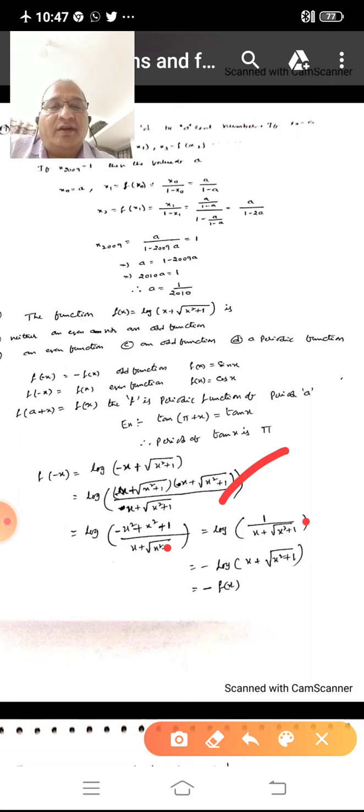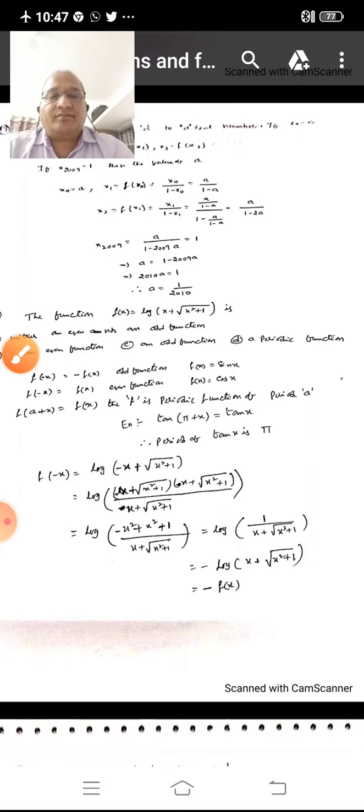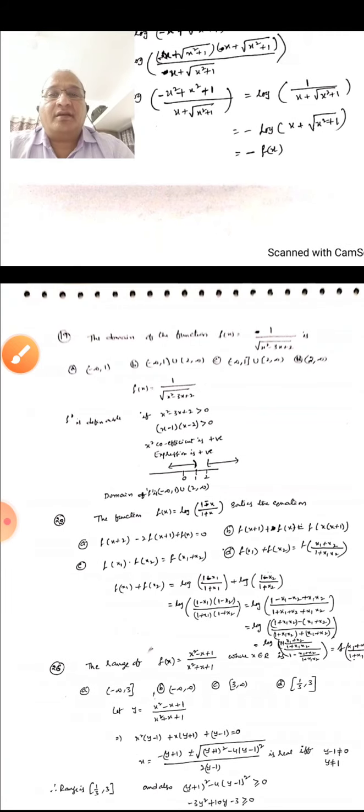Finally you will get that one. It goes to the numerator with power minus 1. That power will become a product for log minus f of x. So what is happening? f of minus x is equal to minus f of x, therefore it is an odd function.